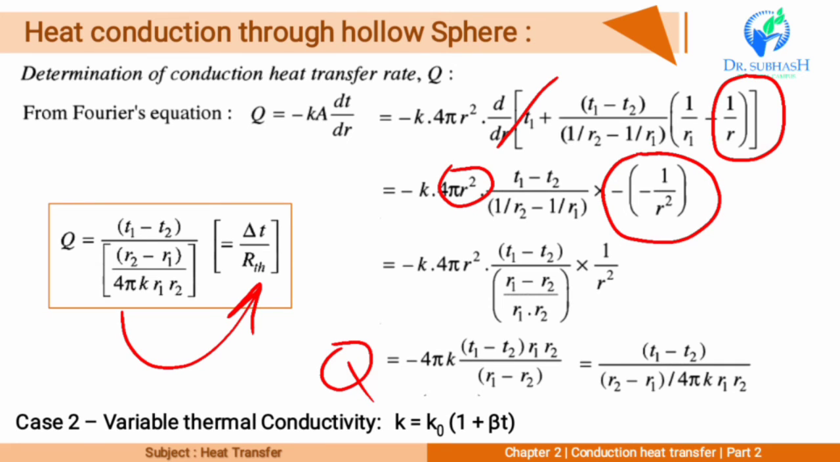Now if the material has variable thermal conductivity, then using this equation of variable thermal conductivity, K is equal to K0 into (1 plus beta T), we can find the equation of heat transfer rate Q.